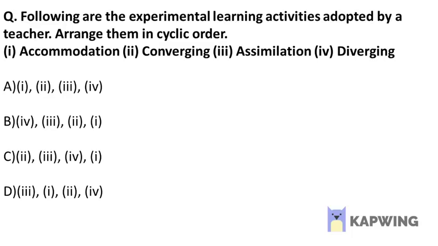The next question is: the following are the experiential learning activities adopted by a teacher; arrange them in a cyclic order. The first is accommodation, second is converging, third is assimilation, and fourth is diverging. The first thing a lecturer should do is diverging, like dividing into groups, and the second thing is assimilation. The third thing you should do is converging, like arranging them into a single view, and the final thing is to store it in memory, that is accommodation. That is option B. So the correct option for this is B.